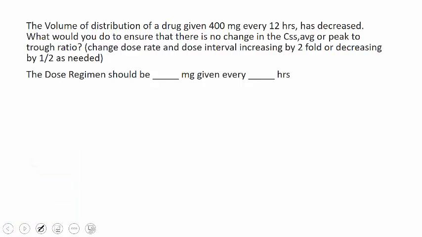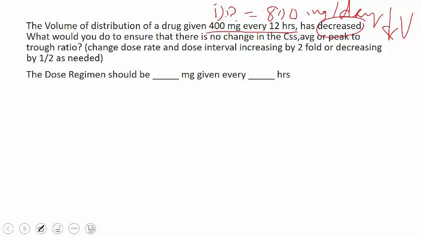The volume of distribution of a drug given 400 every 12 hours, so their dose rate is 800 milligrams per day, has decreased. So there's a decrease in the volume. What would you do to ensure that there's no change in the CSS average or peak to trough ratio because of this volume change?